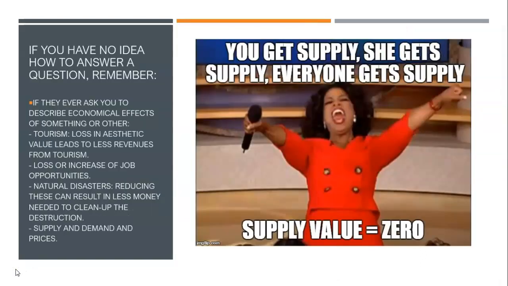If you have no idea how to answer a question, remember, okay, if they ask you to describe economical effects of something or another, you can always go to tourism, loss in aesthetics leading to loss in revenues, loss or increase of job opportunities, natural disasters, where reducing these can result in less money needed to clean up the destruction, and then supply and demand and prices. So those are always go-tos if you see an economical effect question.